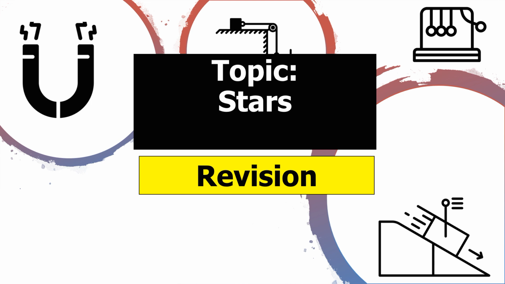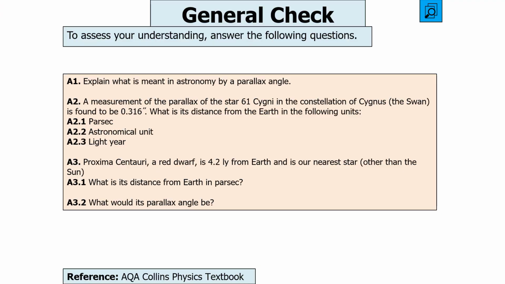So let's now have a look at some questions on the stars topic of the Astrophysics option for AQA A-Level Physics. So the first question says, explain what is meant in astronomy by a parallax angle. Then a measurement of a parallax of a star 61 Cygni in the constellation Cygnus is found to be 0.316 arc seconds. What is its distance from the Earth in the following units? In parsecs, astronomical units and in light years. Then Proxima Centauri, a red dwarf 4.2 light years from the Earth is our nearest star other than the Sun. What is its distance from the Earth in parsecs and what will its parallax angle be? So pause the video now, then unpause the video when you want to go through your answer.